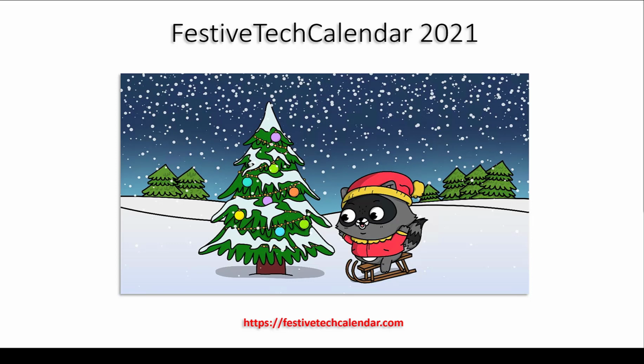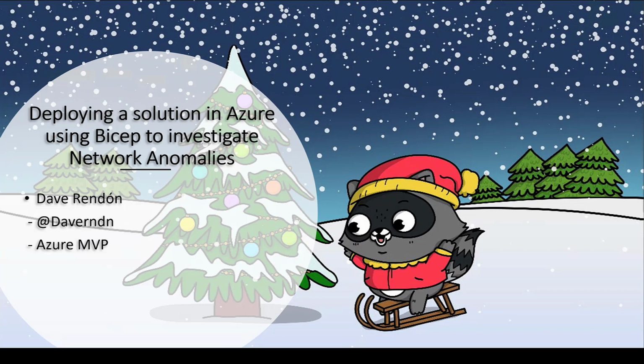My name is Dave Rendon, and I'm a Microsoft MVP with expertise in Azure, and today we will review how you can improve network detection and response capabilities in Azure. And to simplify the deployment process, we will leverage infrastructure as code using Bicep.